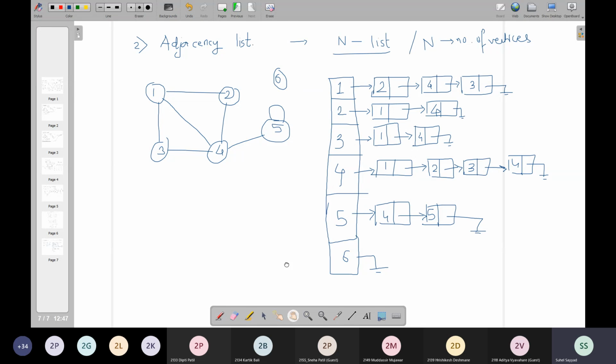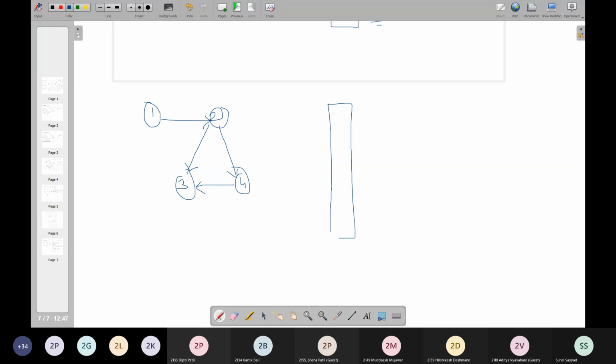Now we all know we can have directed graphs also. So I'll take a quick short example of a directed graph. 1, 2, 3, 4. I'll take only 4 vertices. Now these are the directions of my edges. These are the edges which are there. How many lists would be there? List will be 4. Number of vertices are 4. So number of lists will be 4. 1, 2, 3 and 4. These are my 4 linked lists.